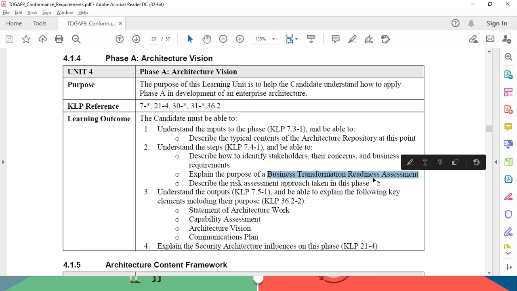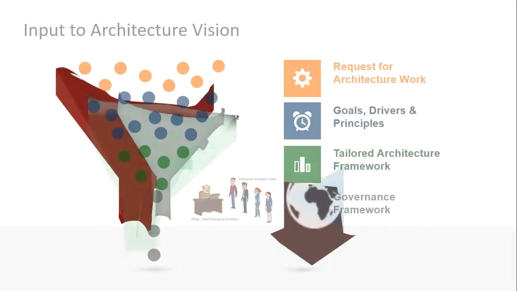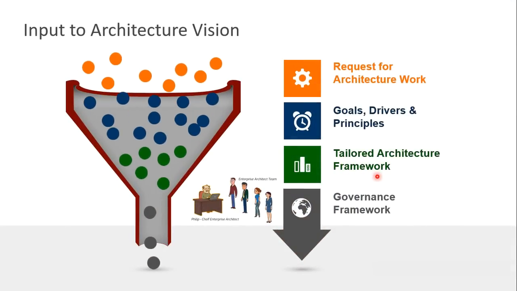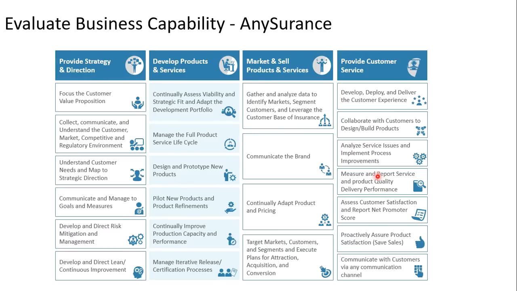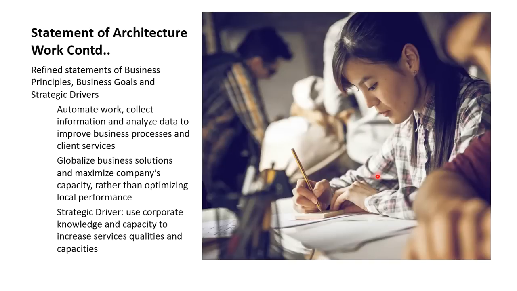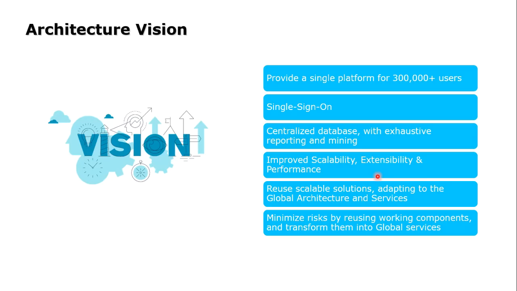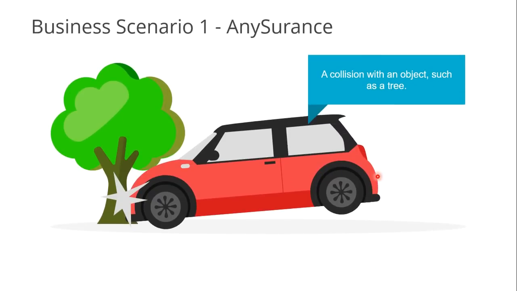So this is more of a project work, or a scenario based work, and I will be showing you those things. To give you a quick overview, let me show you what I am going to cover. The first thing I will talk about is the input to the architecture section, then the transformation vision, then assessing the readiness for the business transformation. Then we will talk about the business capability and how the statement of architecture work is formed, what content should go in, the architecture vision, the architectural tasks, and then the business scenario.